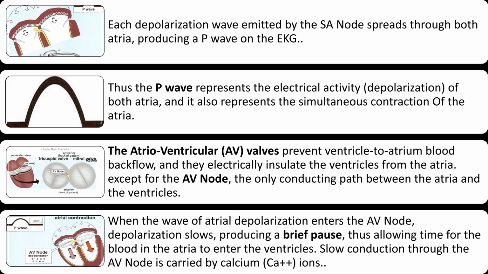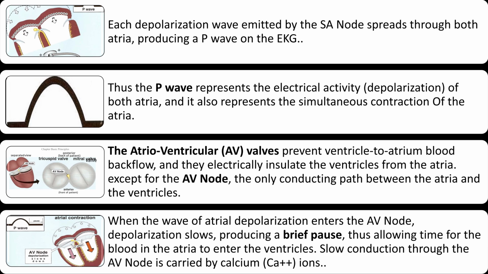Thus, the P wave represents the electrical activity, depolarization, of both atria, and it also represents the simultaneous contraction of the atria. The atrioventricular, AV, valves prevent ventricle to atrium blood backflow, and they electrically insulate the ventricles from the atria, except for the AV node, the only conducting path between the atria and the ventricles.